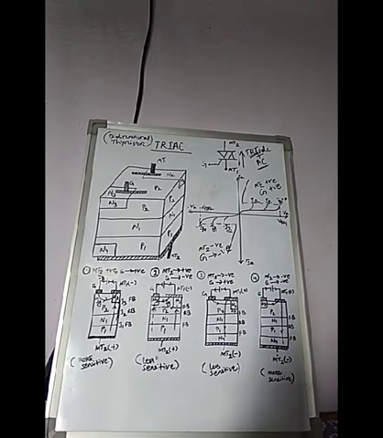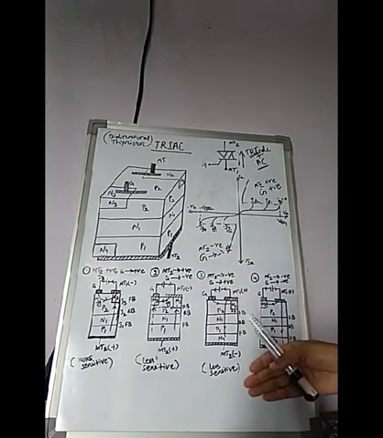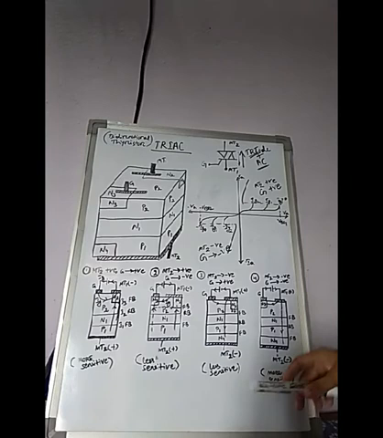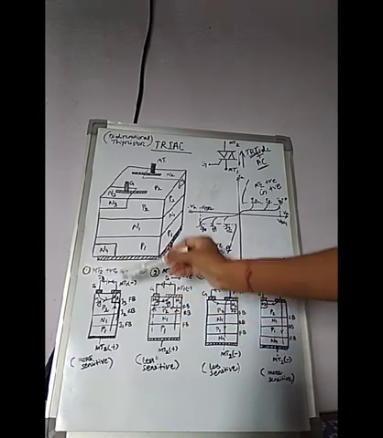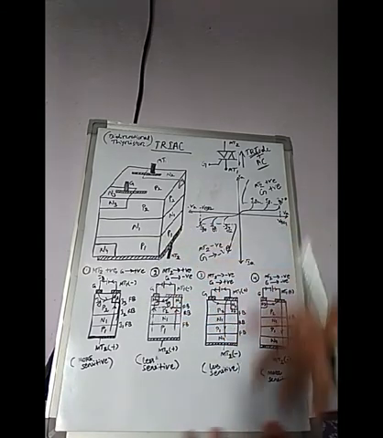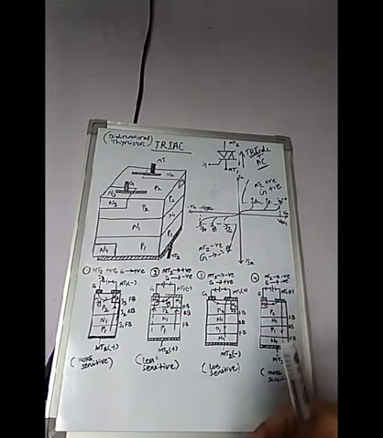Clearly understood about the four modes of operation of the thyristor. Okay, so the two conducting paths from MT1 to MT2 or from MT2 to MT1 interact with each other in the structure of the triac.